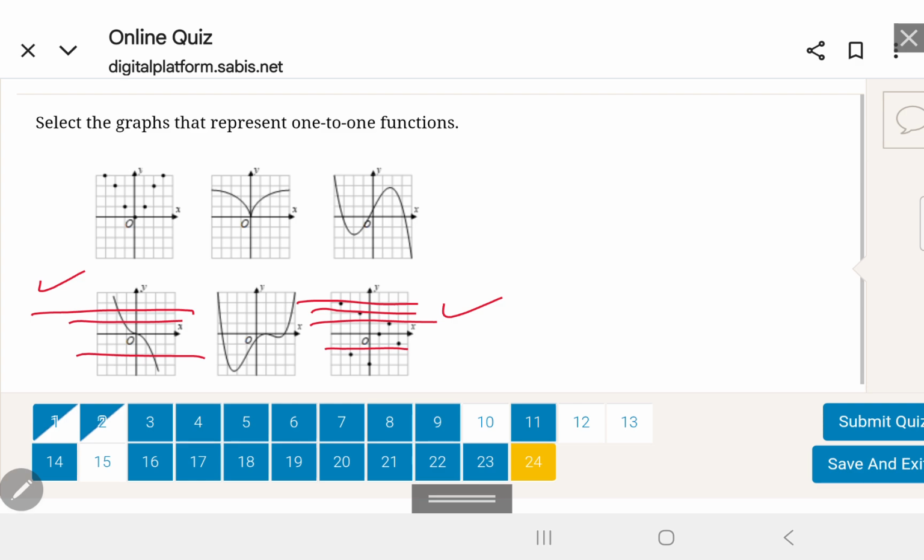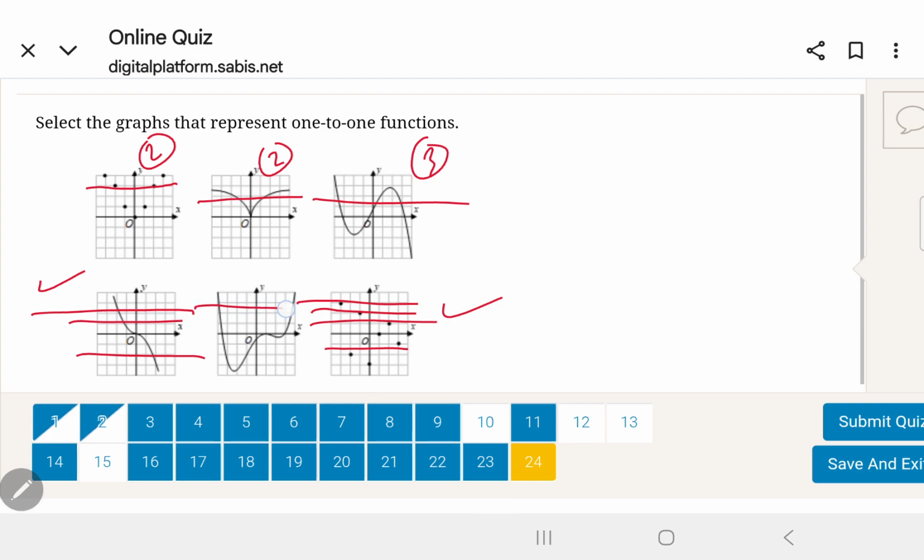So this is one-to-one. While other functions, if you draw a horizontal line, for example here, it cuts it 3 times. Here, it cuts it twice. It's not one-to-one. Here, it cuts it twice. It's not one-to-one. Here, it cuts it twice. It's not one-to-one.